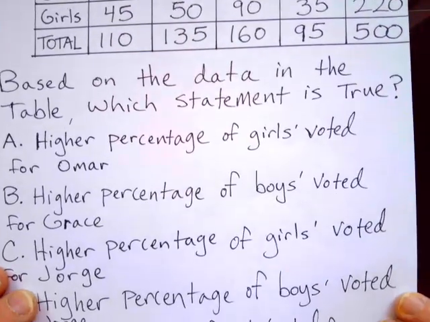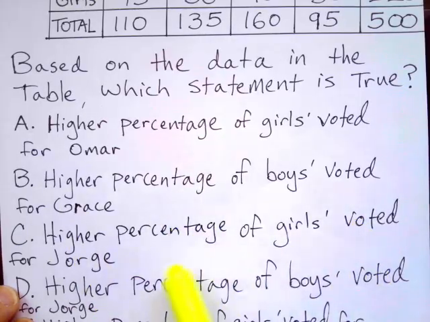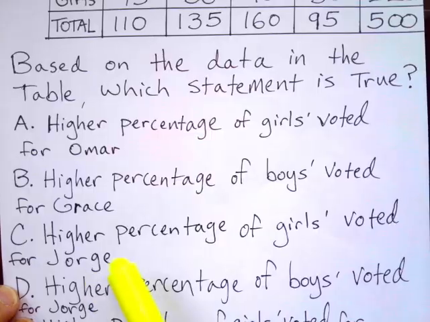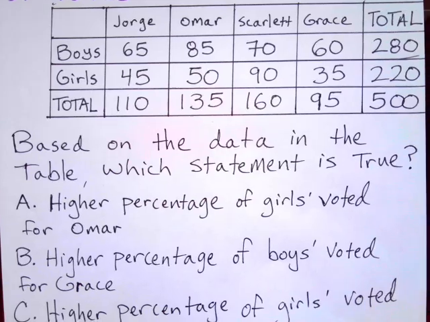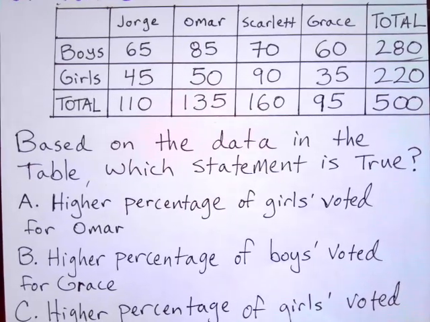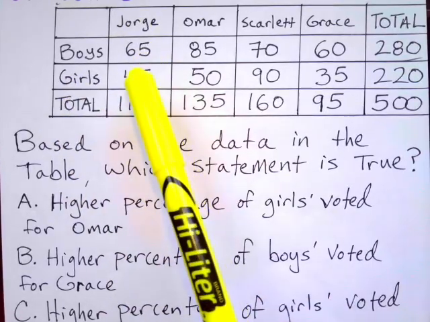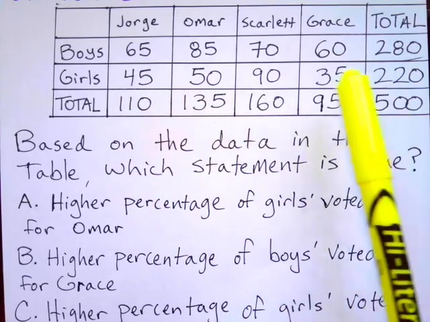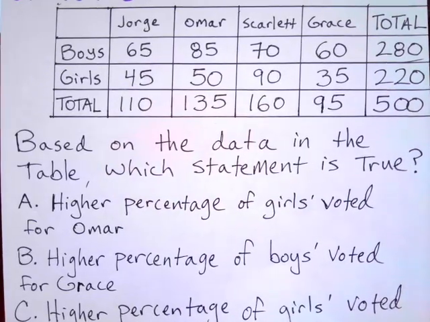Let's take a look at C. A higher percentage of girls voted for Jorge. Remember, we're looking for which one is true, A, B, C, D, E. So let's take a look again at Jorge, and we're looking for girls. So we're going to set up our fraction, and I'll explain further what we'll do in the next steps. So girls and Jorge. 45 girls voted for Jorge out of a total of 220. So that's going to be 45 over 220. That's C.